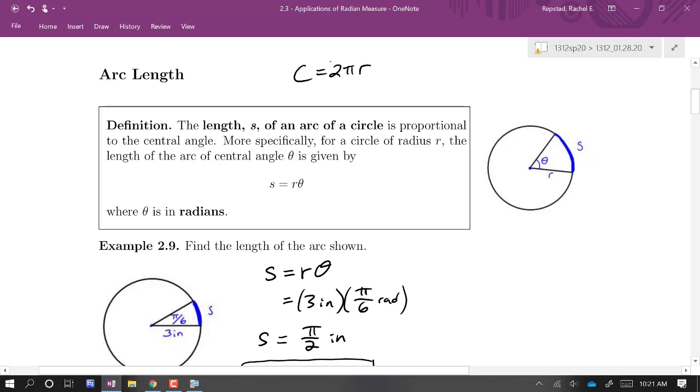So with the circumference, what's the measure of the central angle? If I'm cutting out an arc and I want it to be the whole circle, what's the angle? We're only in radians here. 2 pi. So the circumference formula is just a special case of the arc length formula.